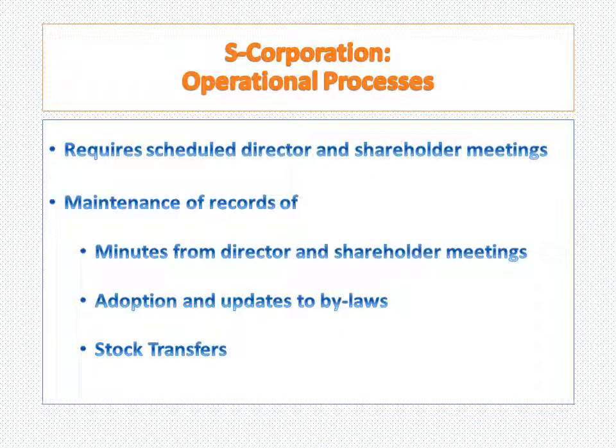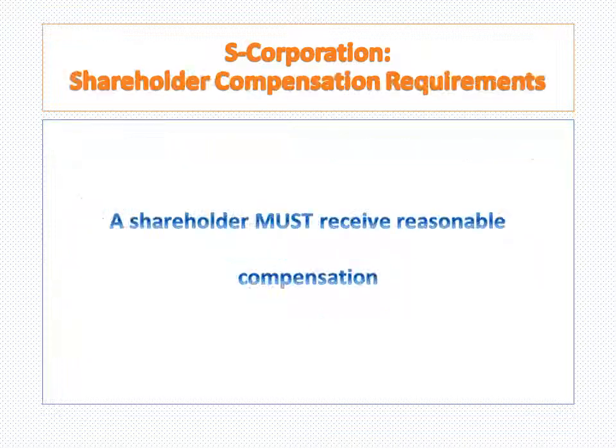As an S corporation, you're also required to have scheduled director and shareholder meetings. In addition to these meetings, you have to maintain records of the minutes from these meetings, the adoption and updates to the bylaws, and stock transfers. Shareholder compensation requirements are also included. Now, this is a very simplistic, generalized statement, but shareholders must receive reasonable compensation if they are actively managing the company. There are also factors that come into play if you are a passive shareholder.